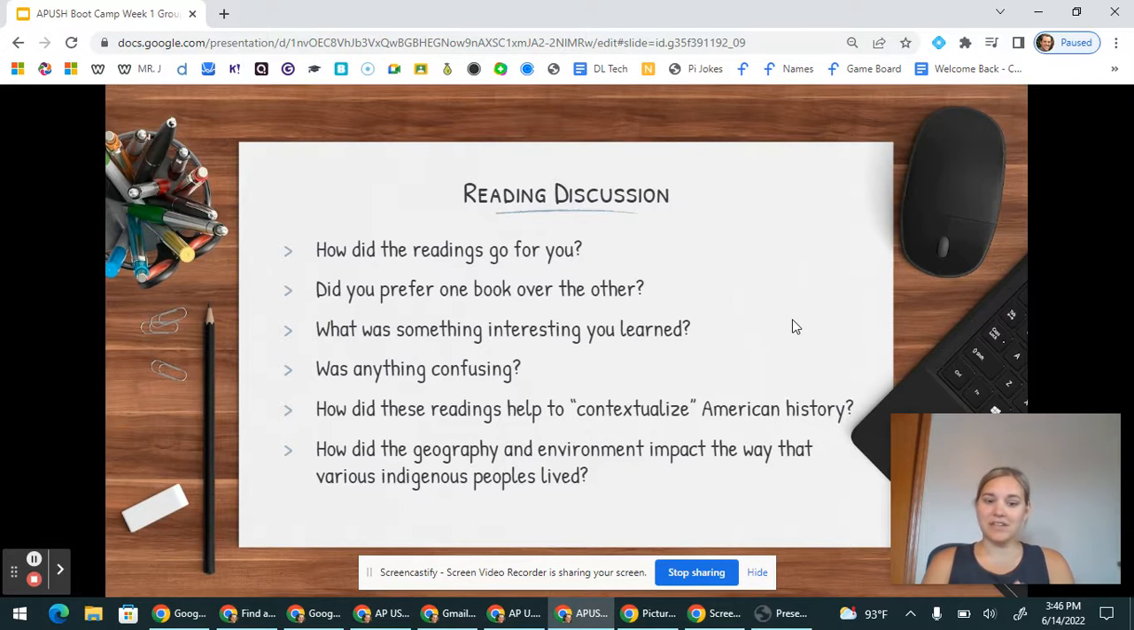And then finally, going back to that learning objective that we're focusing on, geography and environment. How did that impact the way indigenous peoples lived? So you want to have some very specific examples of that.